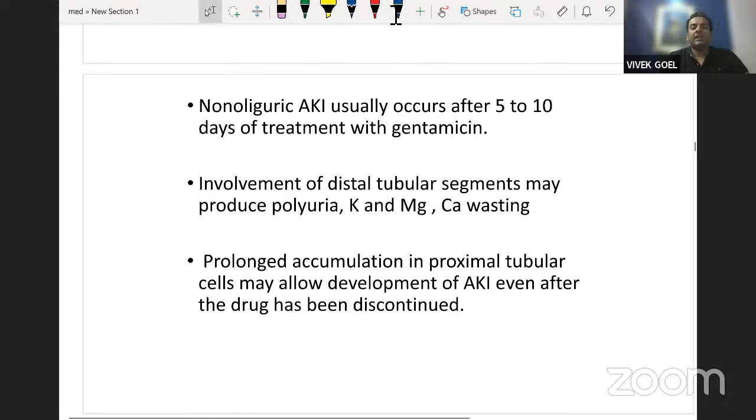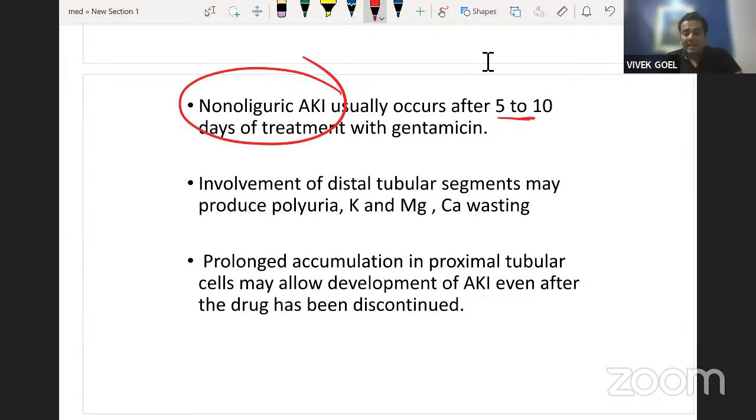You all know that aminoglycosides cause a non-oliguric AKI because the degree of tubular necrosis is very less severe compared to other ATNs. So usually non-oliguric AKI begins after 5 to 10 days of treatment, and PCT involvement is a signature. I totally agree. But the distal tubular segments, by that I mean, it can involve even the thick ascending loop of Henle, and it can cause what? Polyuria, potassium wasting, magnesium, and calcium wasting. So it can cause magnesuria and calciuria, which could be quite subtle. Prolonged accumulation can occur even after the drug has been discontinued.